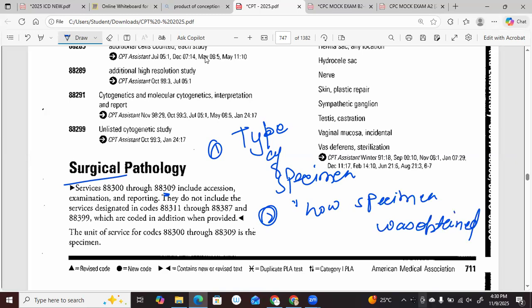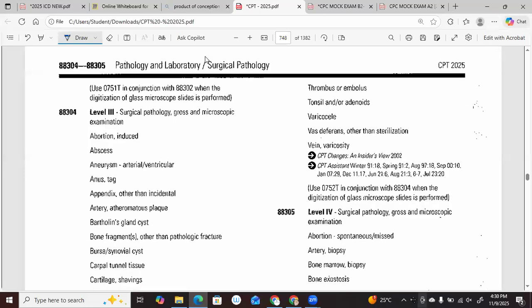So let me show you an example. You can see here in code 88304, we have the abortion, as well as in 88305, we have the abortion, the specimen received from the abortion. The difference between 88304 and 88305 is spontaneous and induced. In 88304, the specimen is received through induced abortion, and 88305 through spontaneous or missed abortion.